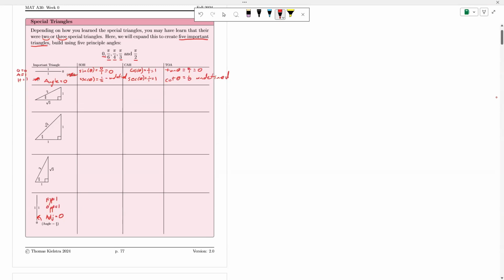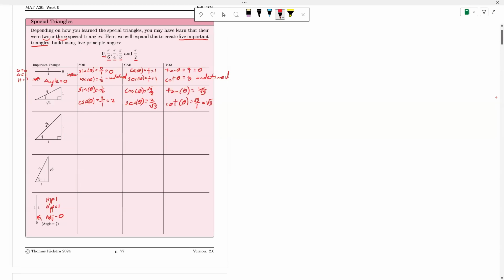Now we have pi by 6. With pi by 6, our sine of theta is going to be 1 over 2. And our cosecant of theta equals hypotenuse over opposite, or 2 over 1, which equals 2. Our cos of theta is root 3 over 2, and our secant of theta equals 2 over root 3. Our tan of theta equals 1 over root 3, whereas our cotan of theta equals root 3 over 1, which is equal to root 3.